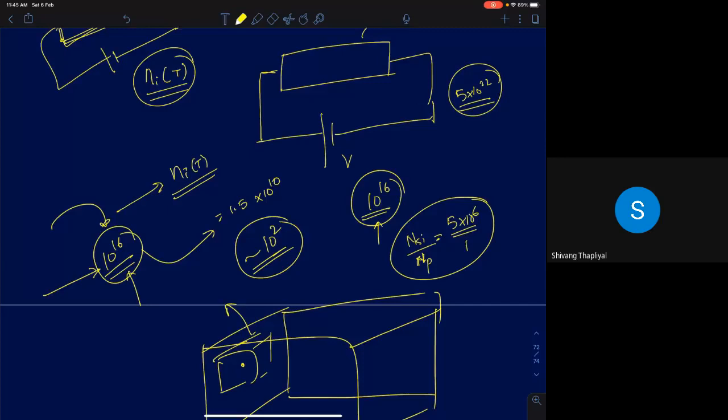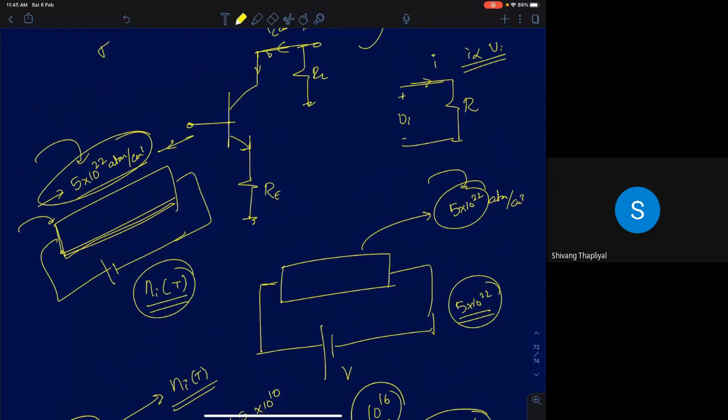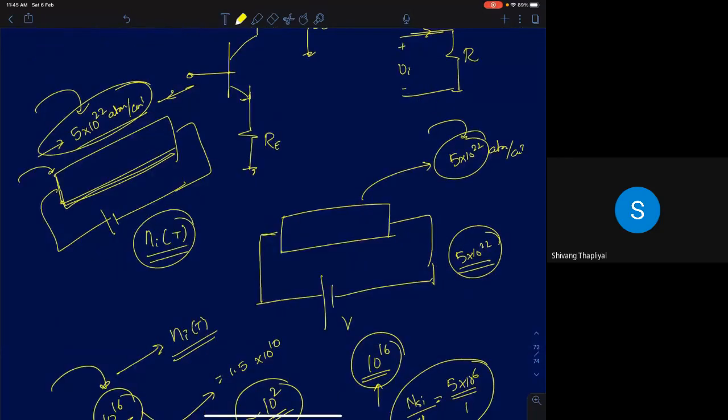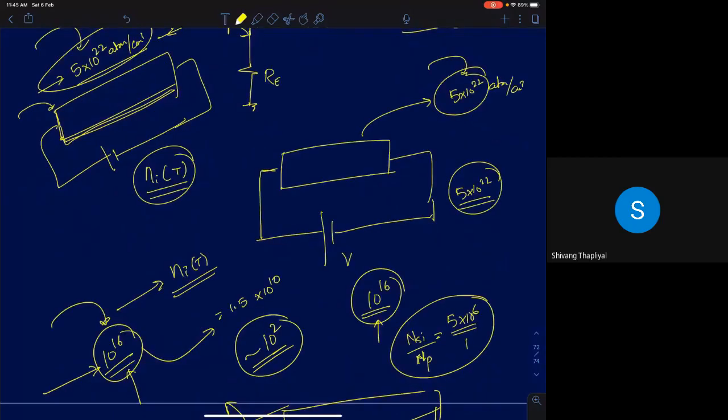Now we'll come back to our discussion. Yeah, so resistance, I was talking about how a resistor is built. So this is how you build a resistor. If you want a certain resistance value, you know that it'll be inversely proportional to the doping concentration, Na or Nd. So if you increase or decrease your doping concentration, you can change your value of resistance accordingly.